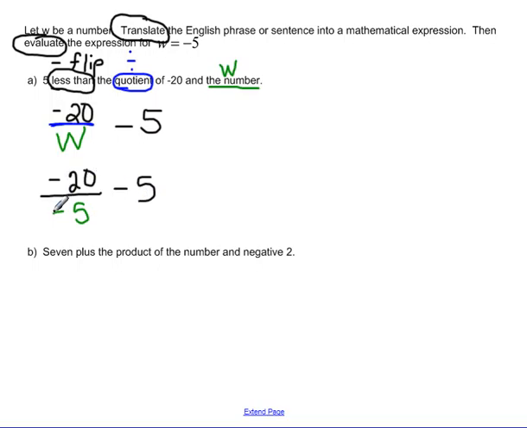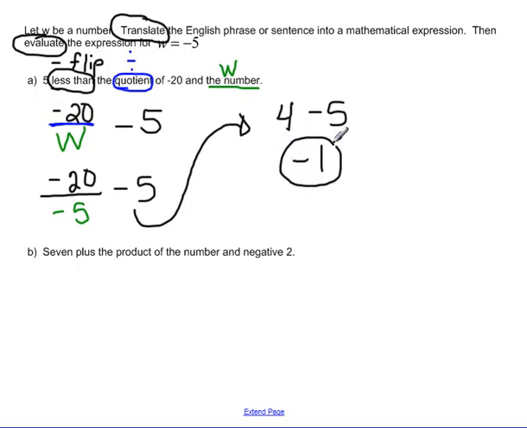Negative divided by a negative is a positive. So let me just move this up here. Negative divided by a negative is a positive, and 20 divided by 5 is 4. So positive 4 minus 5, and we know 4 minus 5 is -1. So there's the answer to the evaluation. So two answers here. Here's my translation, and here's the answer to my evaluation. Let's take a look at the second problem.